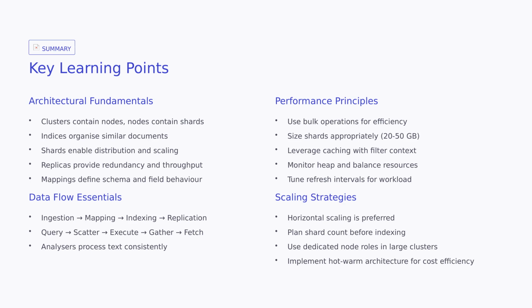To optimize performance, embrace bulk operations, shard sizing best practices, caching advantages, resource monitoring, and workload-aligned refresh intervals. Delve into scaling strategies embracing horizontal expansion, strategic shard planning, specialized node roles for large setups, and cost-effective hot-warm architecture implementation. Let efficiency, balance, and foresight be your guiding stars in the data universe.